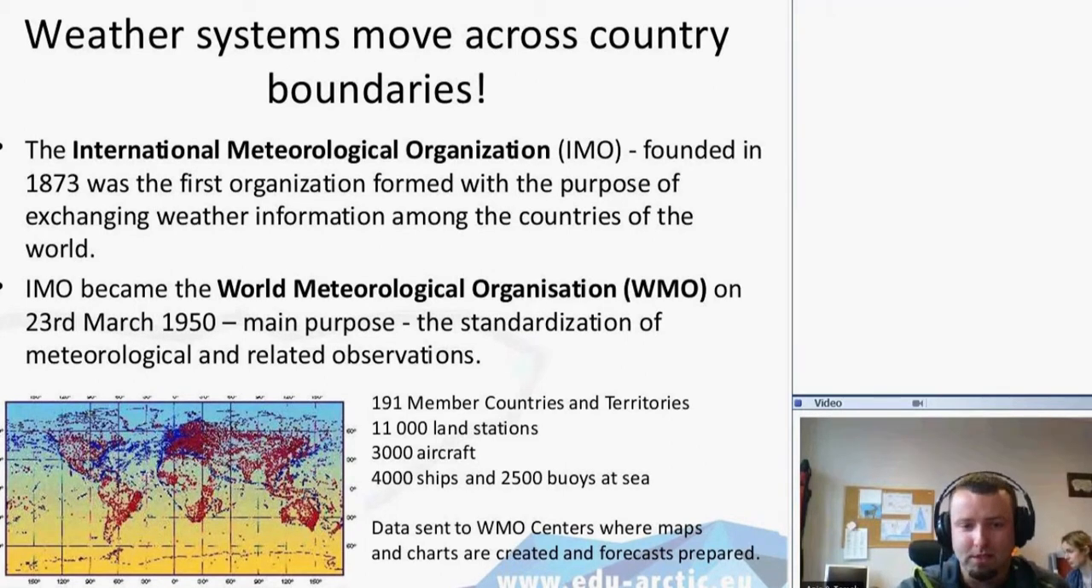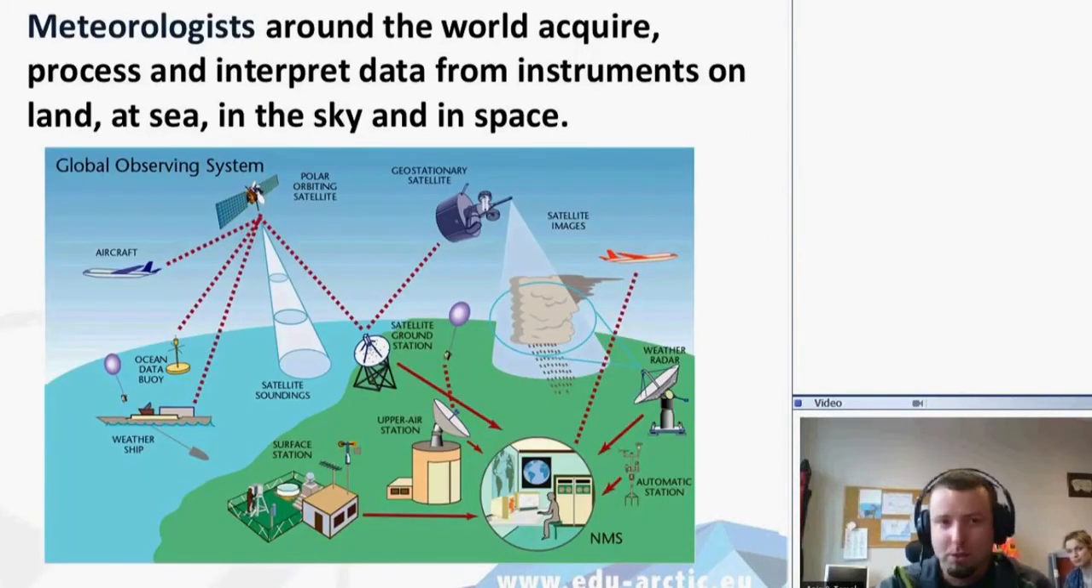But you don't have to be a specialist. As a citizen, you can use your eyes and also report and check on our website in our monitoring program what's going on around us. Meteorologists around the world acquire and process and interpret data from instruments on land, sea, sky, and space. You can see different stations on sea and on land. Different satellites are used, and it's really expensive, and it's hard to collect all the data, but the monitoring we suggest can be done by students.